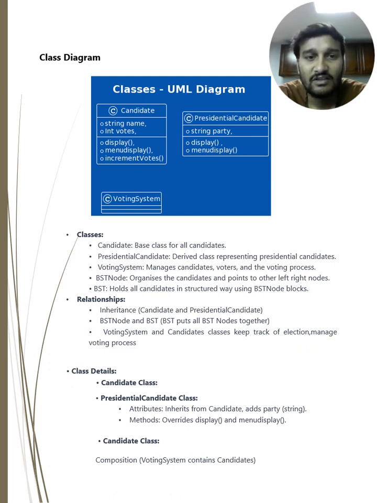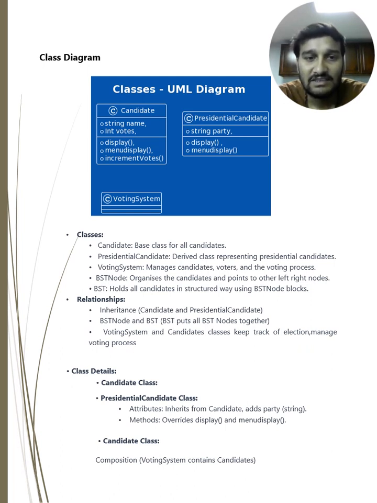And we have a presidential candidate class. This is a special kind of candidate that also has a party affiliation. It's like a candidate, but with an extra detail about which political party they belong to. So it's like a candidate card with a name, votes, and party information.